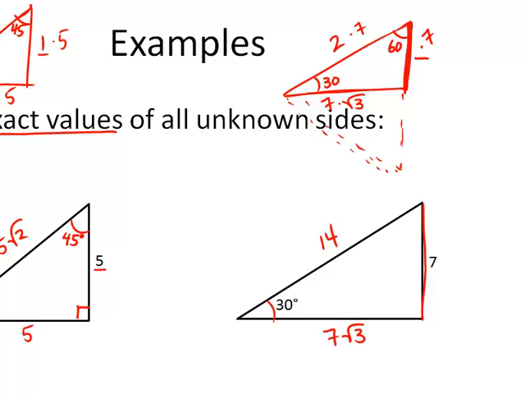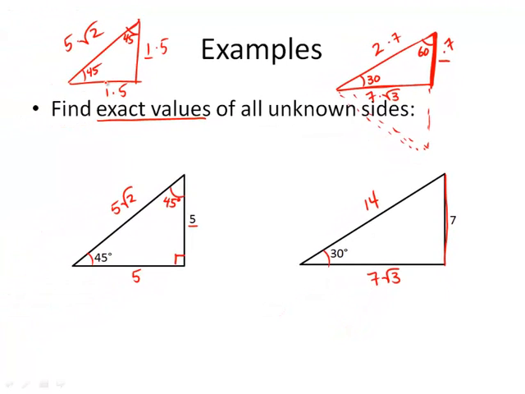So we can find exact values by using the special triangles, and exact values are only going to work for you if you have angles of 30, 60, or 45.